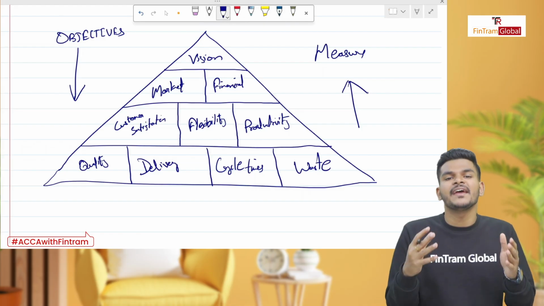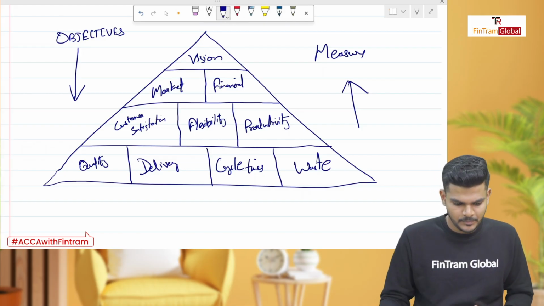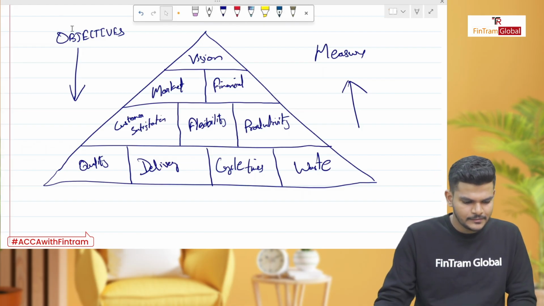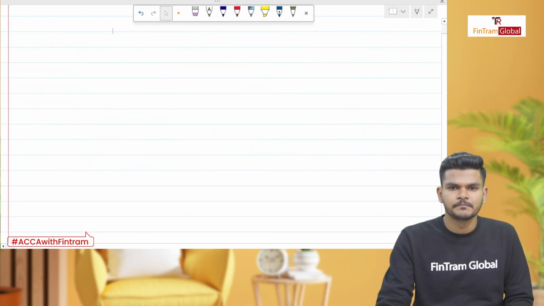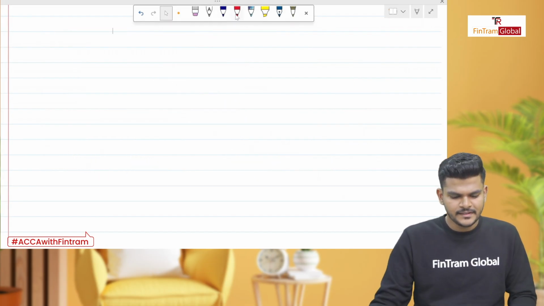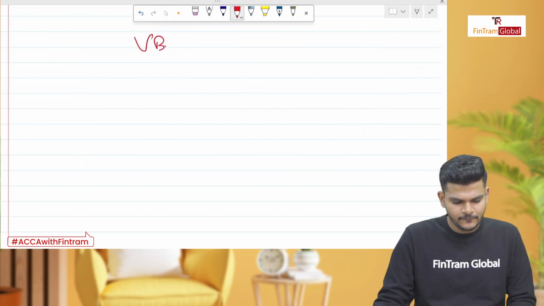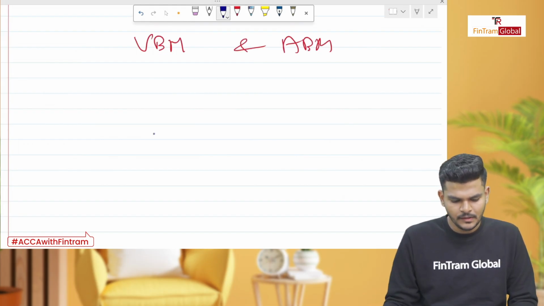You just have to apply it to the scenario. Okay, folks, so be mindful of that. All right, so that's what the performance pyramid is all about. What else? Well, the only thing that's left over would be VBM and ABM, right? So let's talk about VBM first of all.